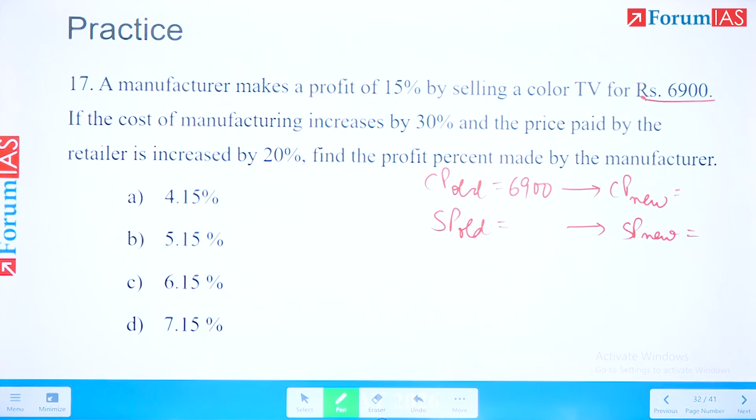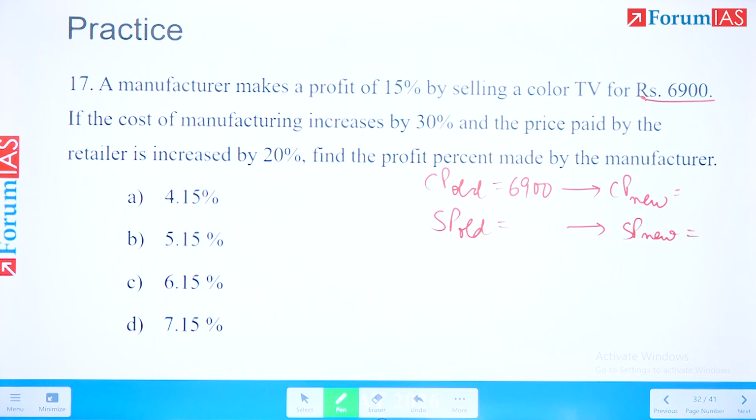So what is the selling price? 6,900 is old. So selling price old is equal to 6,900 into 1.15. Profit है ना 15% का originally.